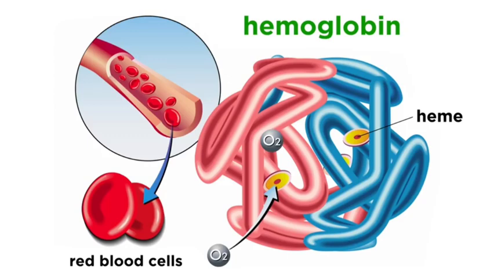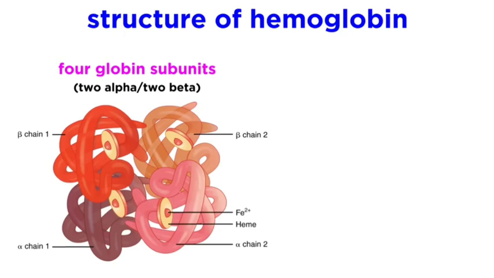This is the protein that allows for the transport of oxygen throughout the bloodstream, which is picked up in the lungs and then released for tissue cells throughout the body. There are other proteins as well that have structural or protective functions, but hemoglobin will be the focus here. This is the structure of hemoglobin.